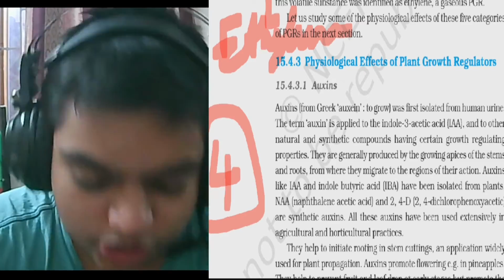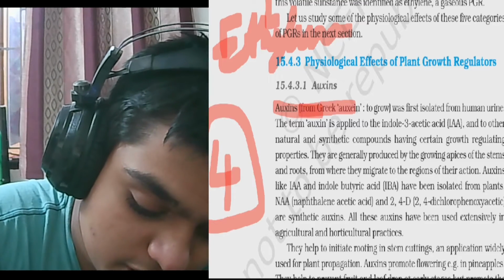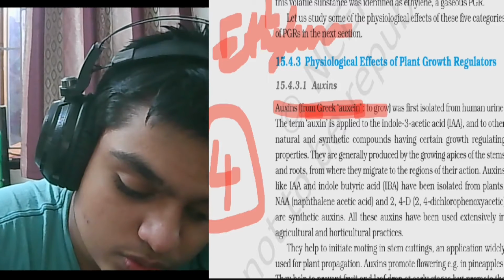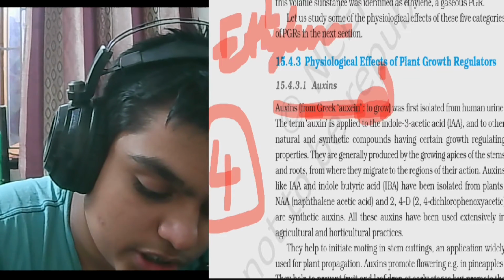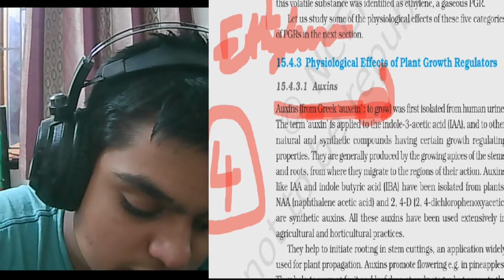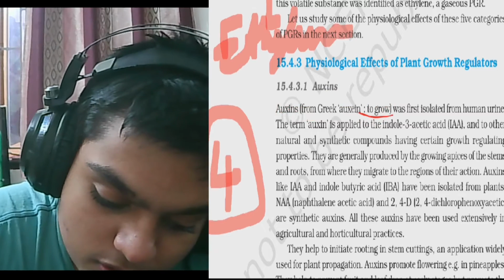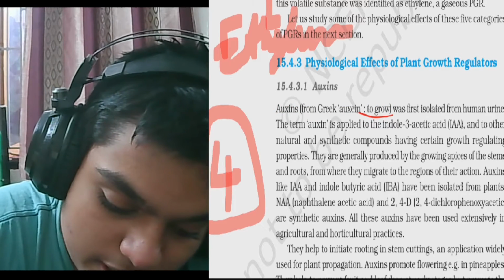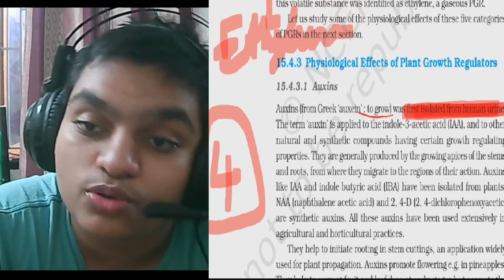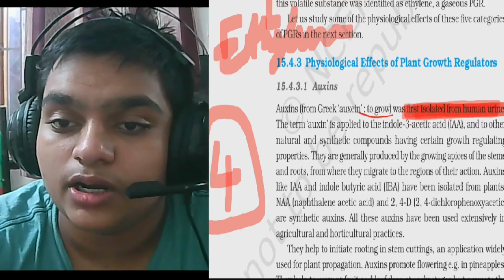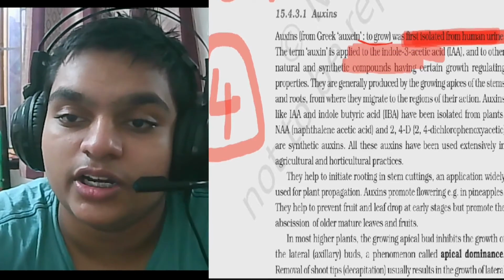Okay, let's continue. Auxins. Auxin is from the Greek word auxein, which means to grow. They were first isolated from human urine, and they were derivatives of indole-3-acetic acid, or IAA.